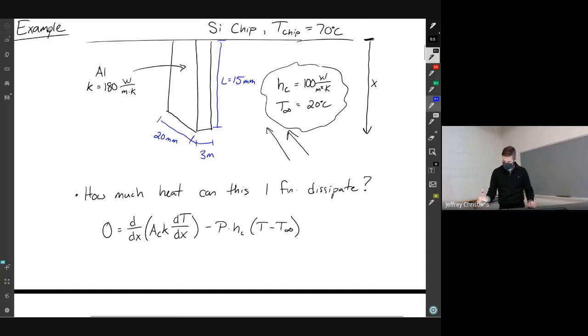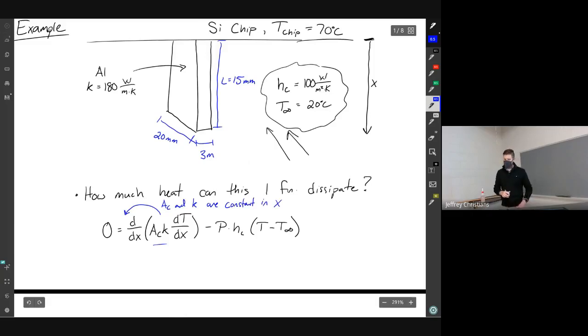So the first thing that we can do solving this, those can come out. If A_c and k are both constant in x, so the fin is a rectangle, it's not getting smaller, it's not getting bigger, it's a rectangle. That's not always going to be the case. But it is in this case, so that can come out.